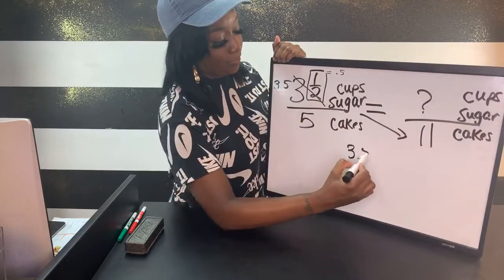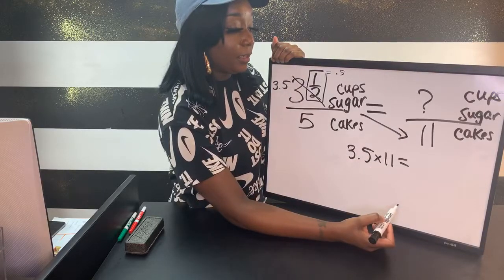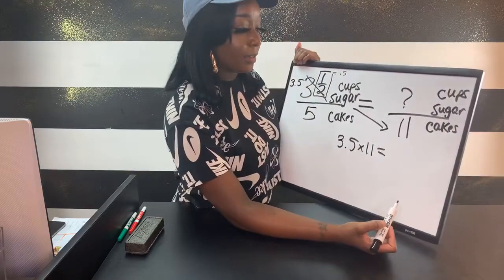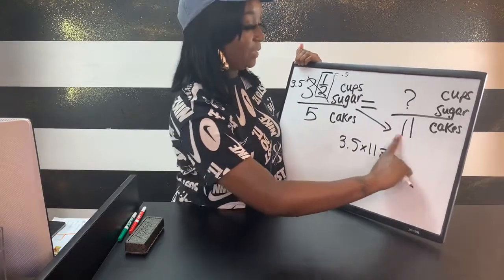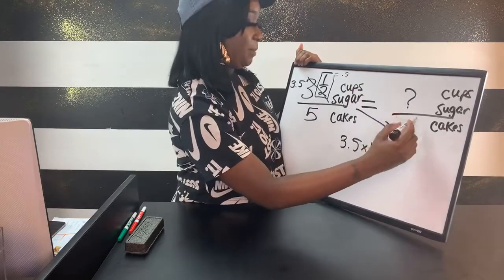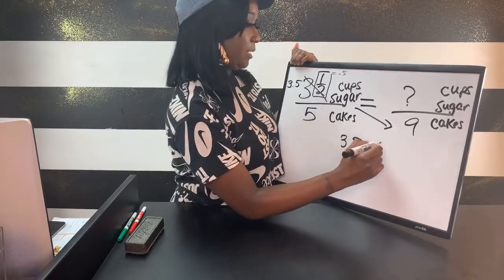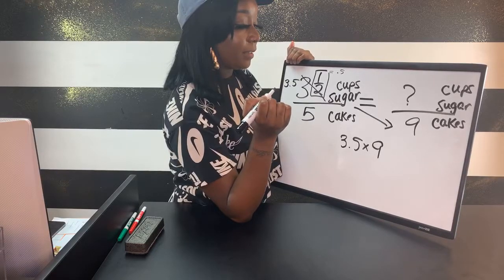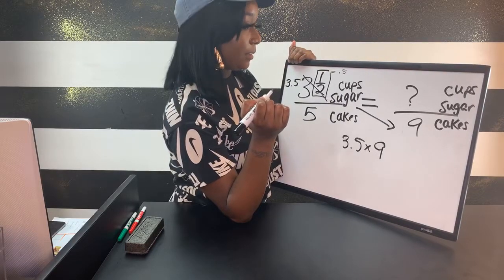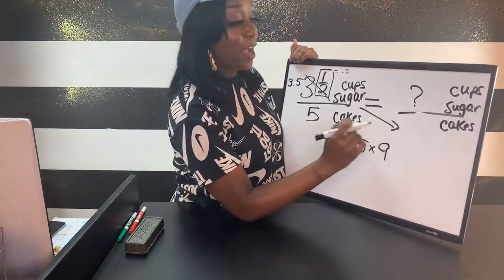So I'm doing 3.5 times 11, which gives me, oh wait, Lord, my bad, it was 9. It was 9 cakes. That was my mistake. I was reading the wrong question. I'm so sorry, y'all. I'm so tired. All right, let me read the question again.